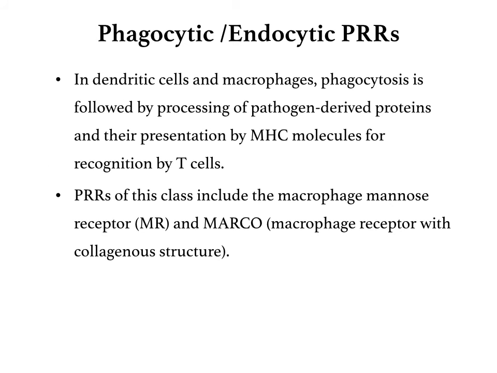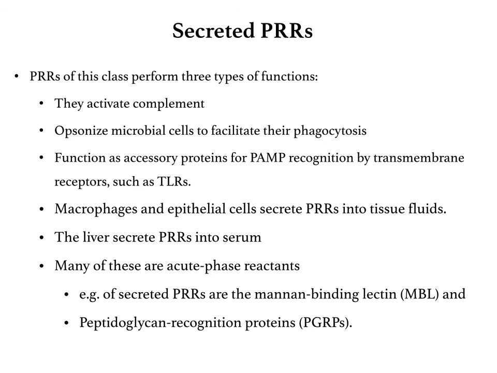In the dendritic cells and macrophages, phagocytosis is followed by the processing of the pathogen-derived proteins and their presentation with the help of MHC molecules for the recognition by the T cells. The pattern recognition receptors of this class include the macrophage mannose receptor, abbreviated as the MR receptor, and the macrophage receptor with collagenous structure, that is MARCO. The third category of the PRRs is the secreted pattern recognition receptors.